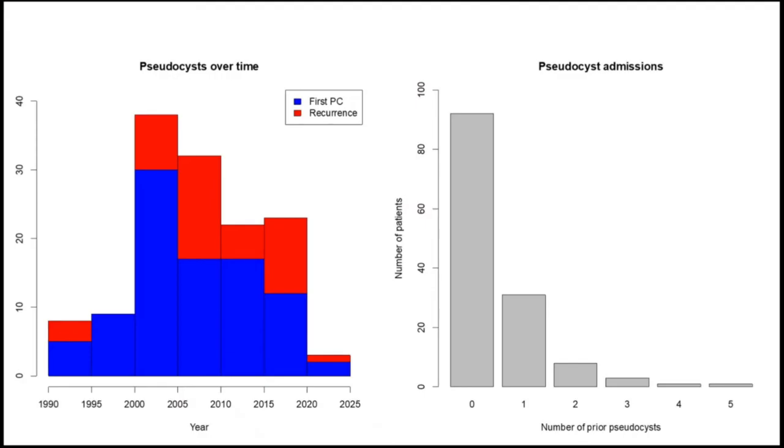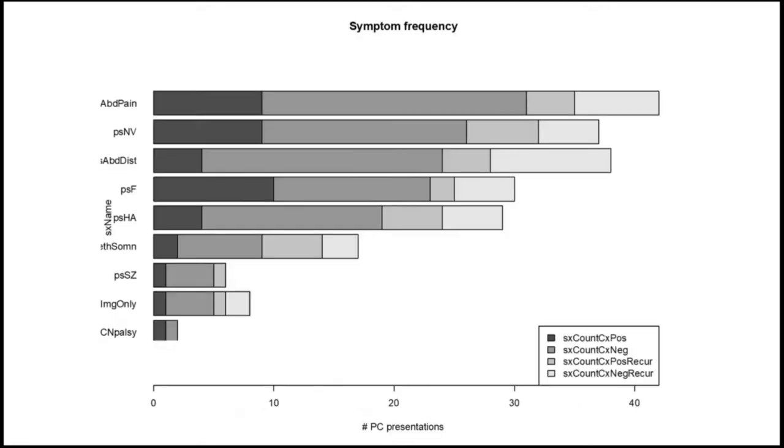The histogram on the left, the blue bars just represent the number of patients over each 5-year period that presented with the first pseudocyst. The red bars are patients that were treated for recurrences. And then the right histogram shows the number of prior pseudocysts. So 0 means first-time pseudocysts, where we're in the low 90s, and then about 34% recurred. And this is for all treatment methods.